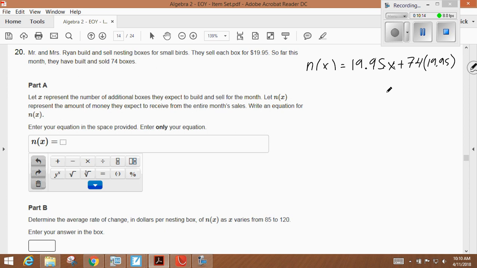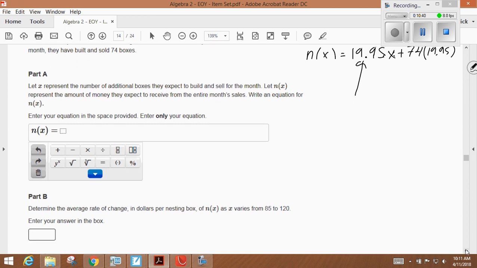What's the average rate of change? Isn't it the same thing as the slope? So there it is. There's your rate of change right there. The rate of change is 19.95. I made a linear equation. This is an Algebra 1 question all day, so I don't want to spend a lot of time on it. Cool.